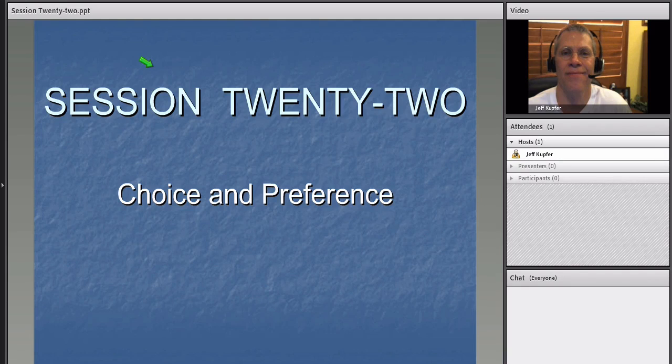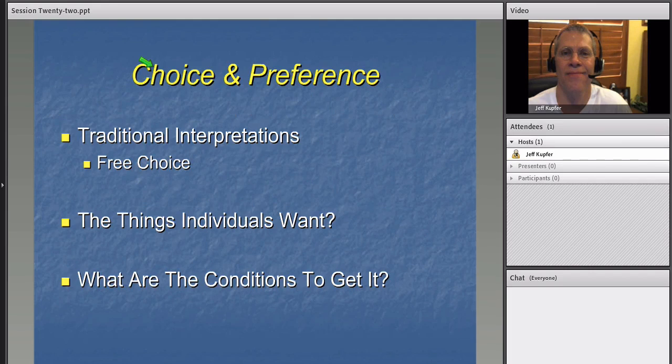That is, when we talk about people choosing between this or that, more of this, less of that, and so forth, we are looking at the way people distribute operant behavior. How much behavior is devoted to getting this item versus that item? So when we actually start doing an analysis of choice and preference, the first thing we look at is the things that people want. That's the first obvious thing, right? What are the things that people want?